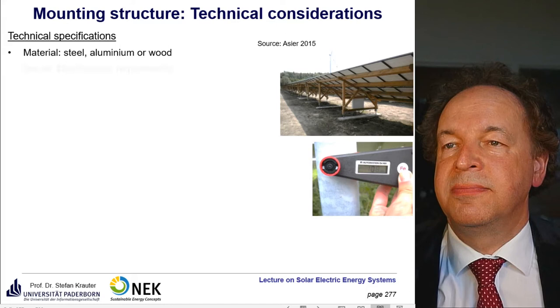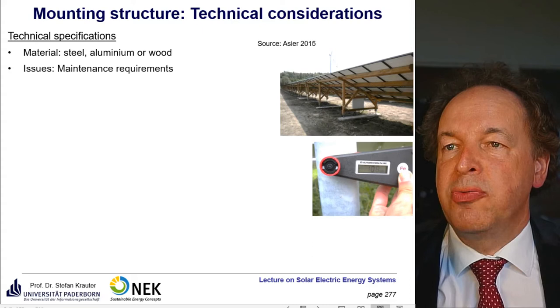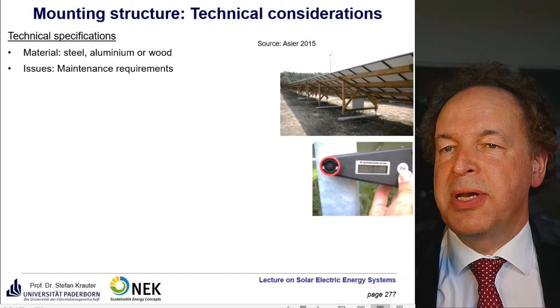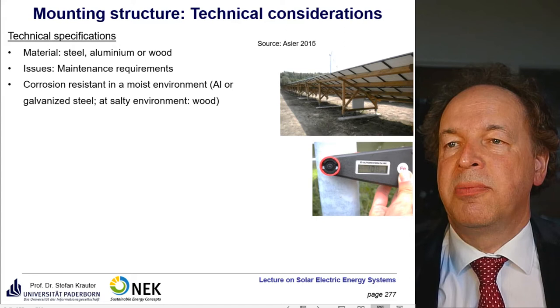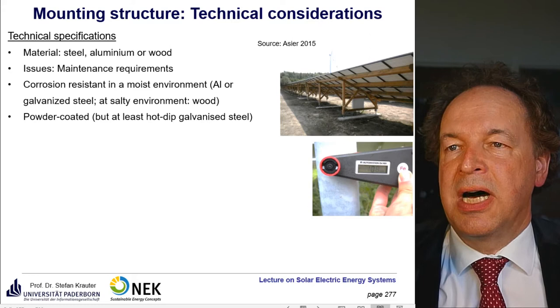Issues, maintenance requirements. Is it possible to do maintenance or is it quite costly and so on? This has to also be decided when you do the layout of the mounting structure. Corrosion resistant, so in a moist environment, that is preferable for aluminium or galvanized steel. If you have a salty environment, as I already mentioned, wood is a preferred choice. The preference would be powder coated, but at least hot dip galvanized steel.